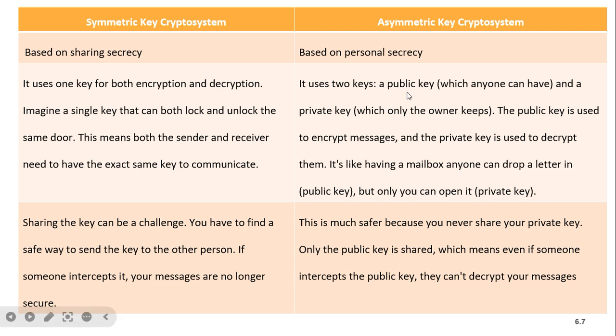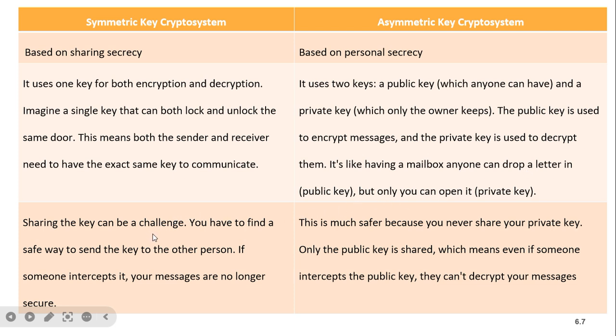It uses two keys: a public key, which anyone can have and which can be used to encrypt a message, and a private key, which only the owner has and which is used to decrypt the message. The public key is used to encrypt the message and the private key is used to decrypt the message. For example, like a mailbox, anyone can drop a letter but only we can open it.